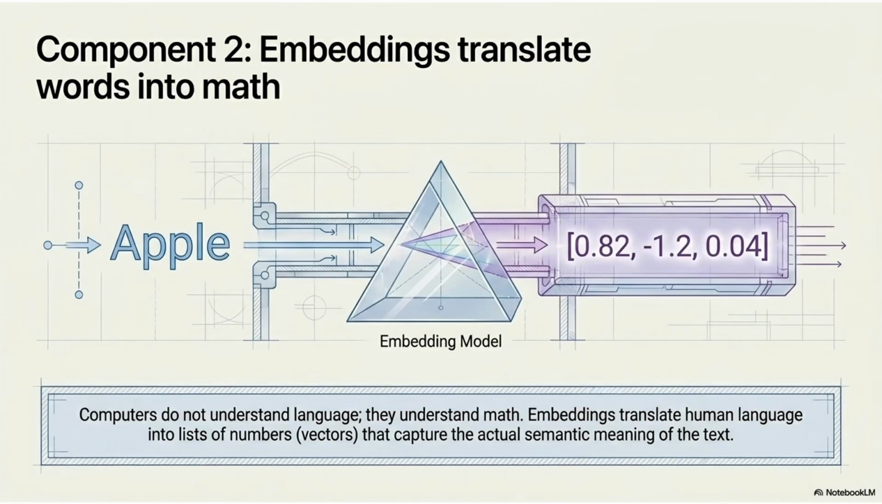Next problem is computers don't understand language, they understand math. That's where embeddings come in. An embedding model translates human language into a list of numbers called vectors that capture the actual meaning of the text. So the word apple doesn't just become a random number, those numbers represent its meaning in a way that a computer can compare and search through it.